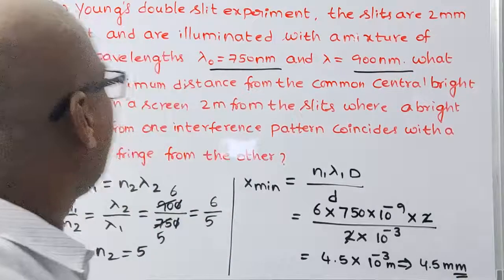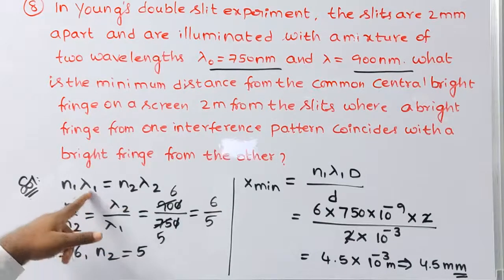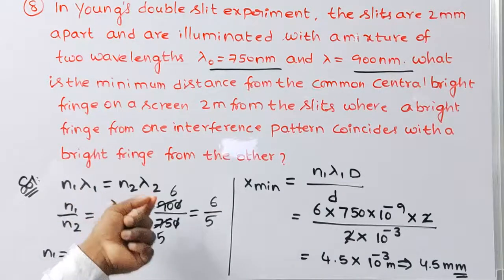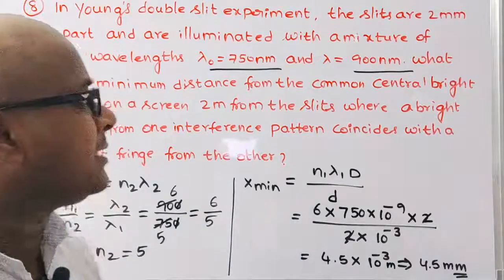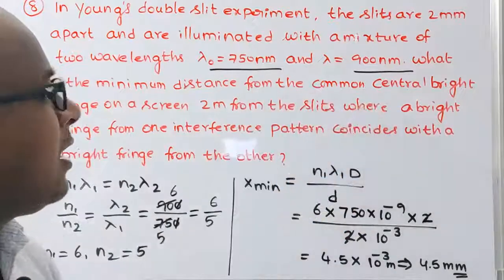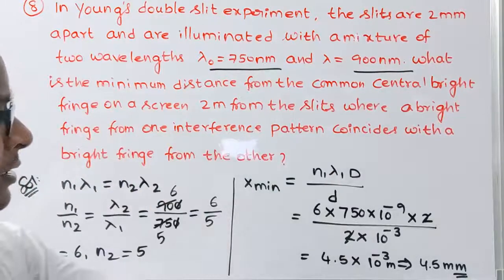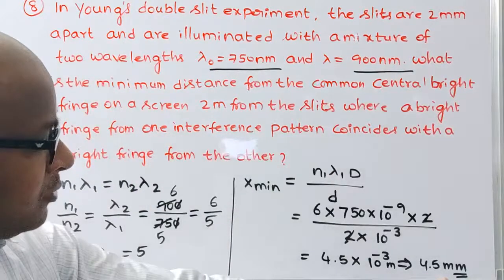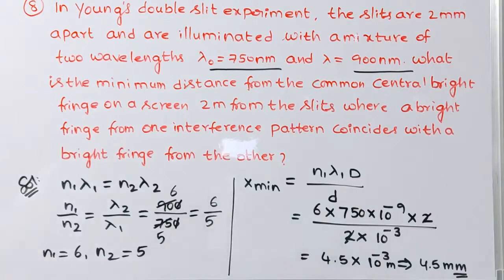This is the answer, 4.5 millimeter. According to this question, n1 lambda 1 is equal to n2 lambda 2. Then we find finally the minimum distance from the common bright fringe on the screen. Therefore, the minimum distance is 4.5 millimeter. This is the 8th problem.